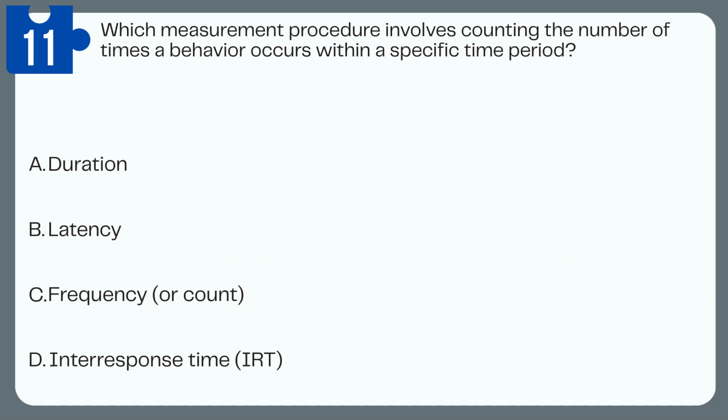Question 11. Which measurement procedure involves counting the number of times a behavior occurs within a specific time period? A. Duration. B. Latency. C. Frequency, or count. D. Interresponse time, IRT.